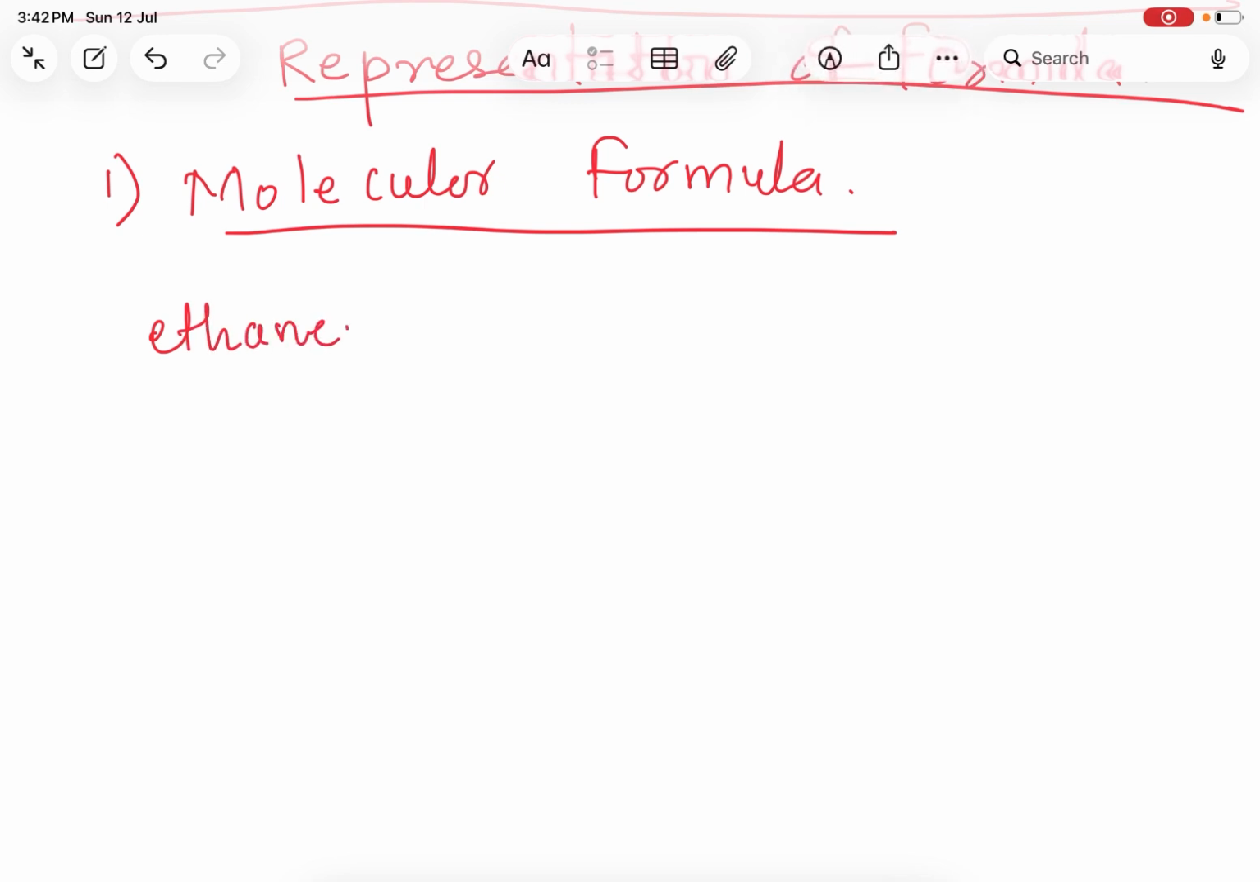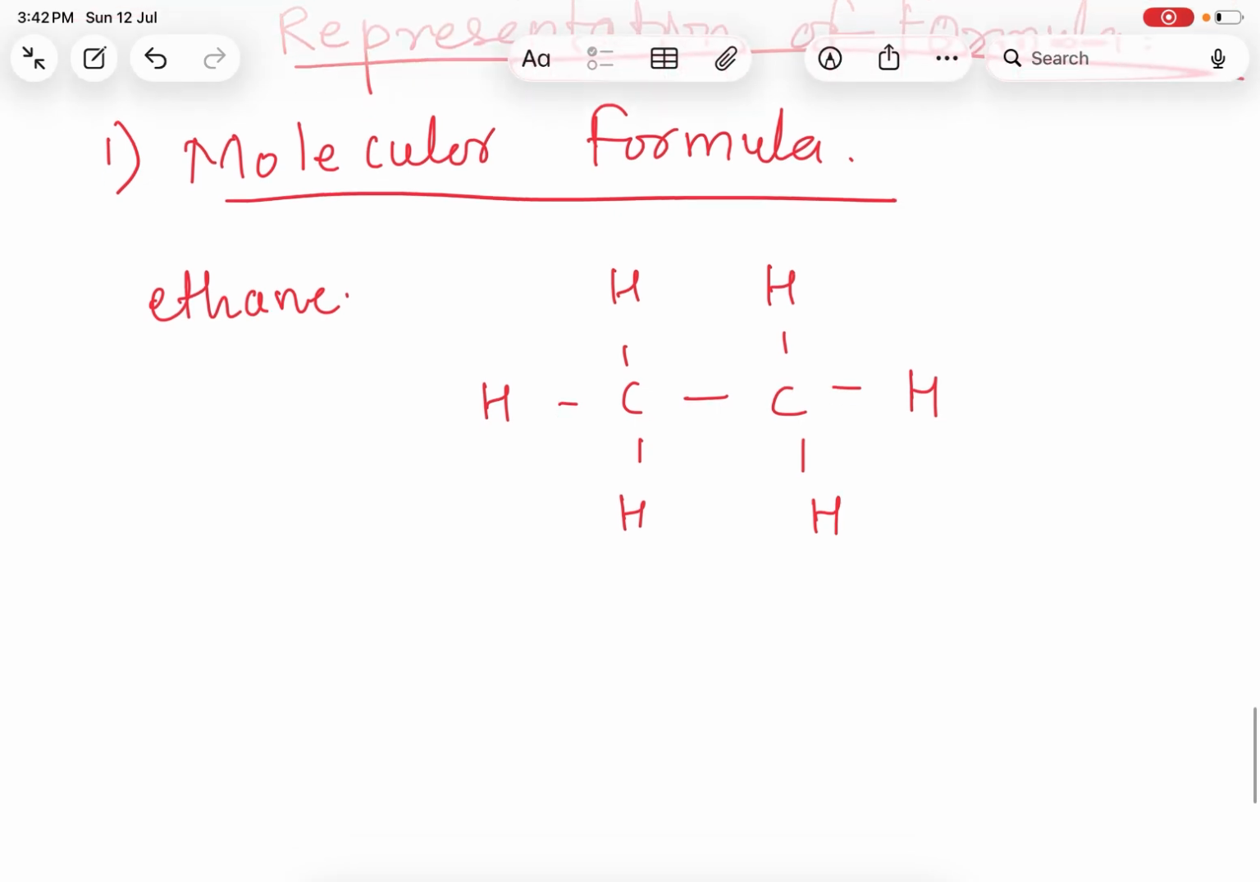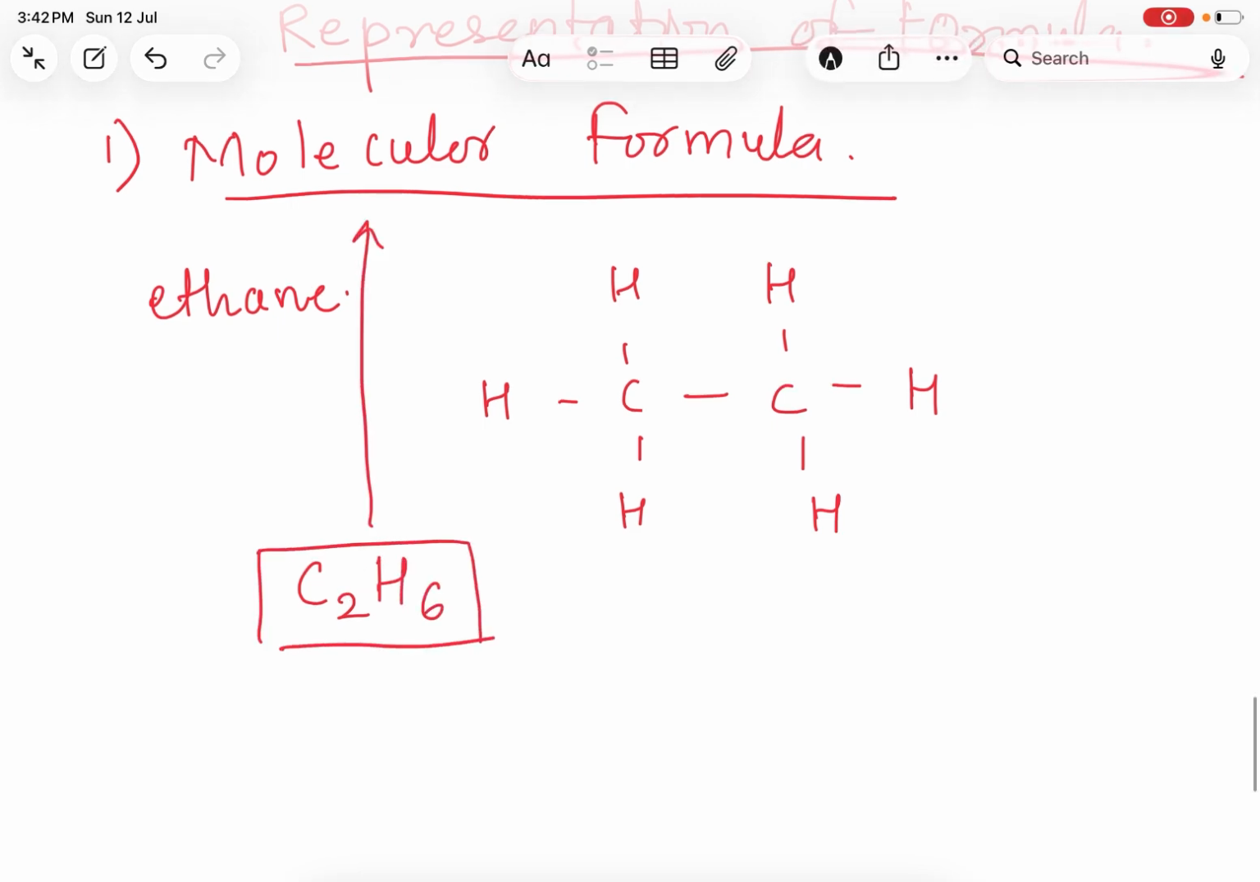So I have two carbon atoms and these are my hydrogens. This is not a molecular formula, I'm just giving an example. So you can see that I have only two elements here, that is carbon and hydrogen. I will write them in a compact way. I have two carbons, so I'll write C2, and I have a total of 6 hydrogens here, so H6. So C2H6 is nothing but the molecular formula of ethane.